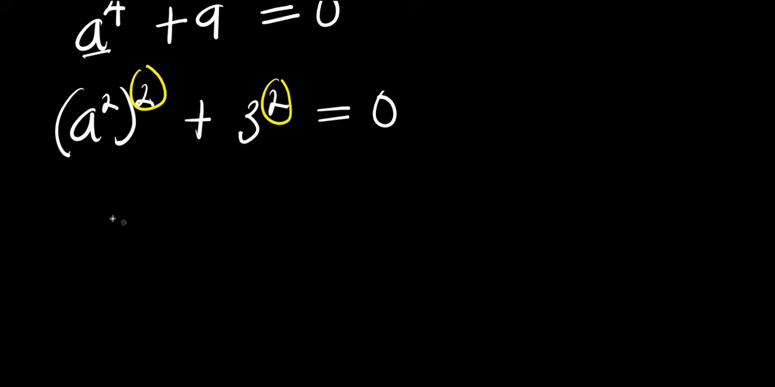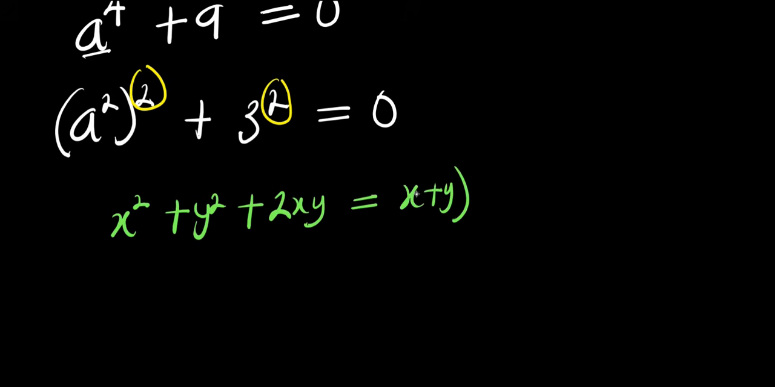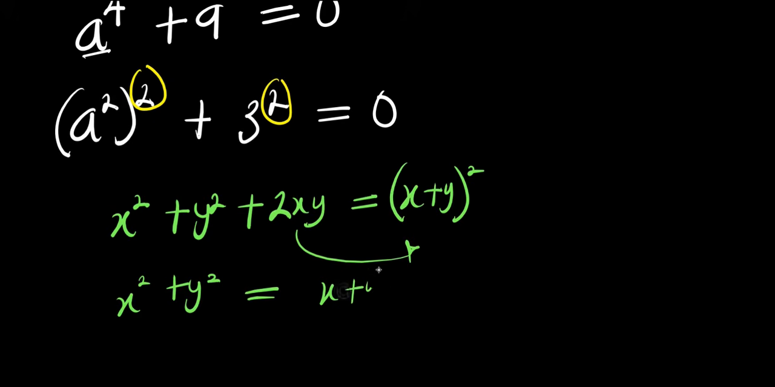If you have x squared plus y squared plus 2 times x times y, this is the same as writing x plus y power 2. So from here, I can move this over here. That means I'm going to have x squared plus y squared equals x plus y power 2 minus 2 times xy.